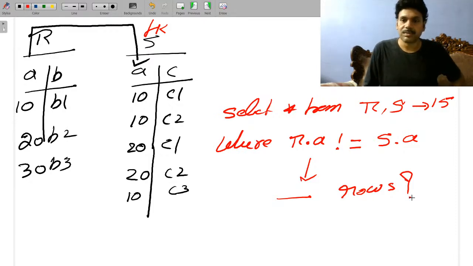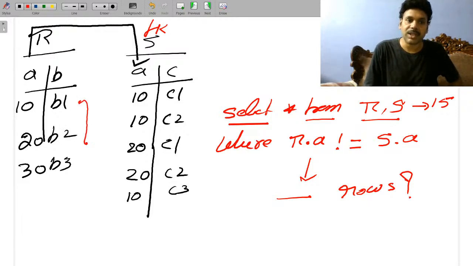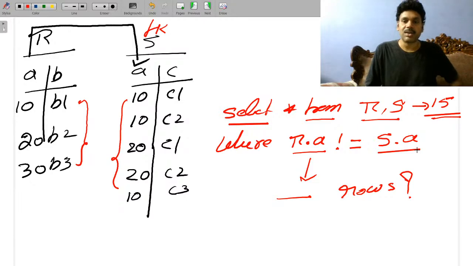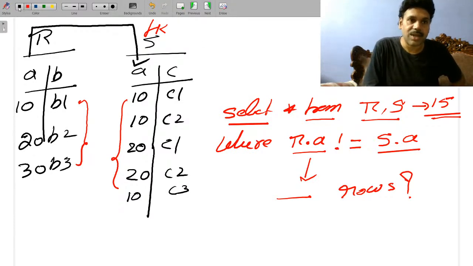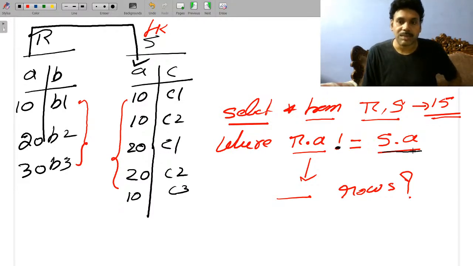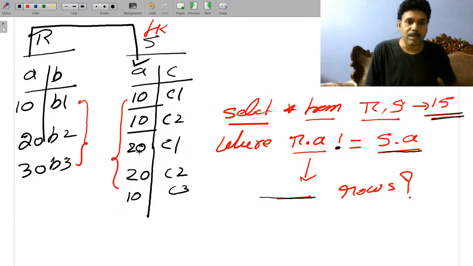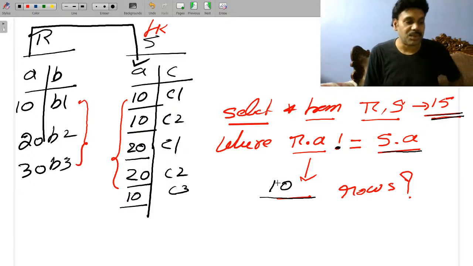Please answer this question, all of you. Select star from R comma S will give you 3 rows here, 5 rows here, so 15 rows. If I put the condition R dot A not equal to S dot A, then how many rows are we going to get? All of you, please respond. The answer is, please see, there are a total of 15 rows. How many are common? 5 rows are common. Yes or no? The remaining are uncommon only. Therefore, your answer is 10 rows. This is the beauty of it.